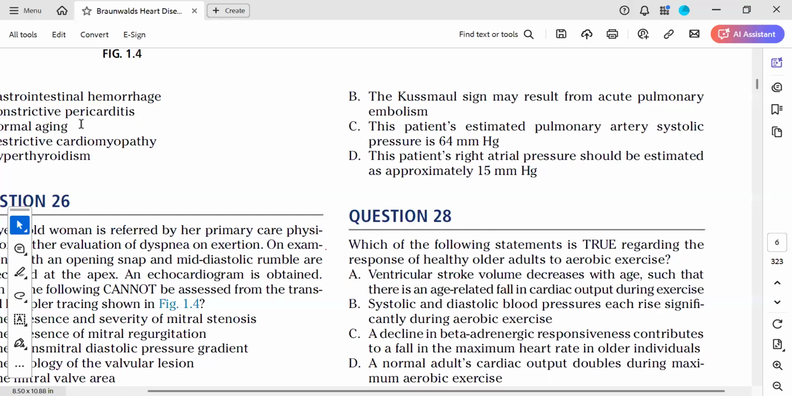Now, going back to this question, with the 36 that I got and with a RAP of 5 to 10, that means the estimated pulmonary arterial systolic pressure here will be equal to 41 to 46. Now, the patient's right atrial pressure should be estimated to be approximately 15? No, this is 5 to 10, making the B option here the true statement.